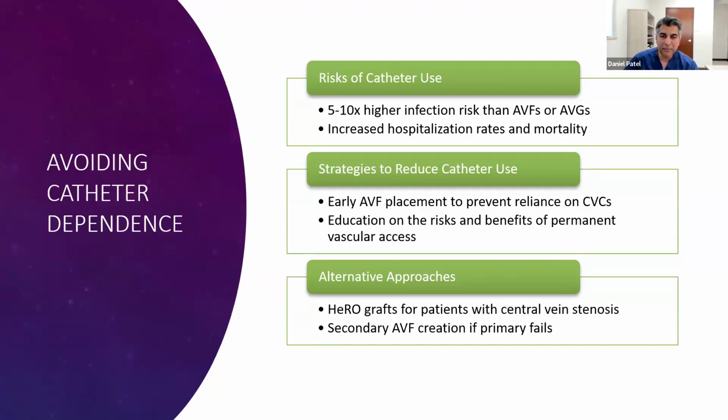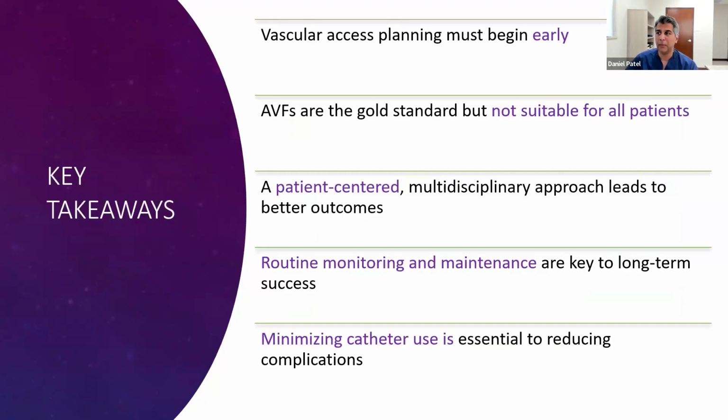Alternative approaches, sometimes making another fistula, hero grafts, or another technique. There's other things we can do sometimes when they don't first start working. Trying to minimize the catheters as much as we can, but recognizing that there are some patients that we are going to need a catheter no matter what.